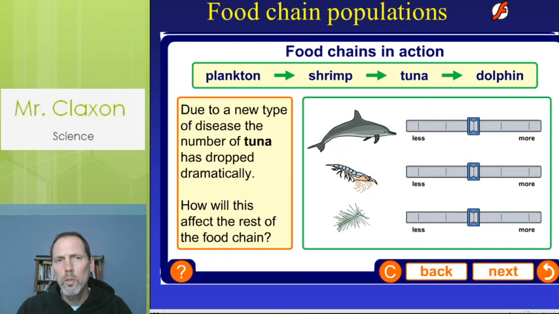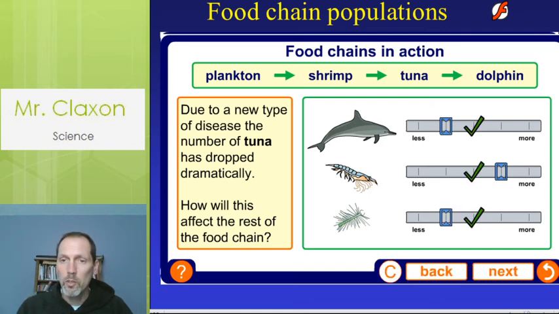All right, due to a new type of disease, the number of tuna has dropped dramatically. How will this affect the rest of the food chain? So there are not as many tuna. Well, tuna are food for the dolphin, so without tuna, their population is going to drop. Shrimp are eaten by the tuna, so with not as many tuna, the shrimp population should go up, and that's going to decrease their prey. So let's check this. That should be the correct thing that happens.